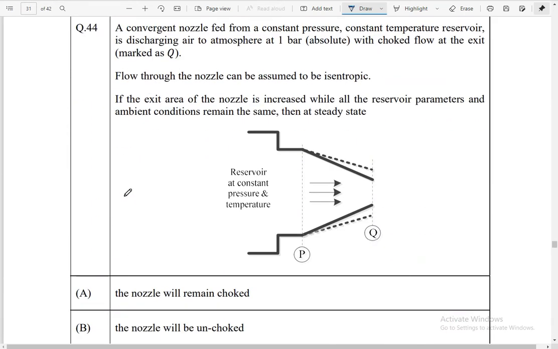Question number 44. A convergent nozzle fed from a constant pressure, constant temperature reservoir is discharging air to the atmosphere at 1 bar with choked flow at the exit, that is Q. Flow through the nozzle can be assumed to be isentropic. If the exit area of the nozzle is increased while the reservoir parameters and ambient condition remain the same, then at a steady state, everything is almost the same, but here you can see before the area was this one, and later on it is increased to this one.